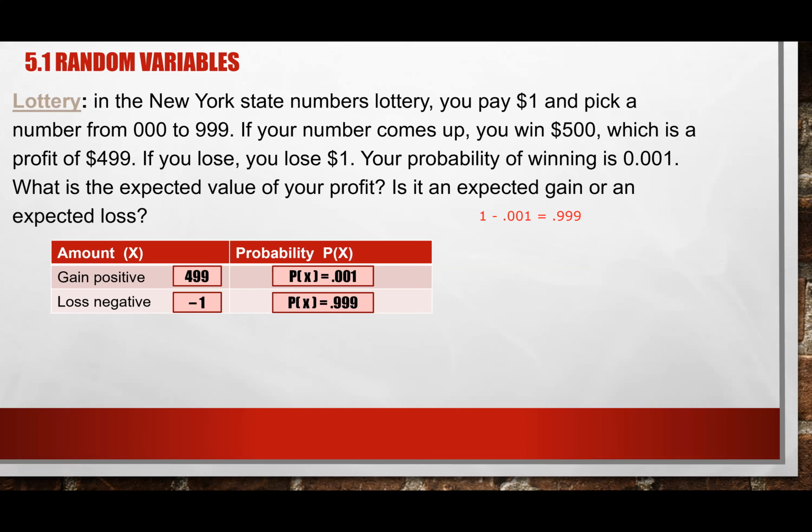What does that mean, negative 0.5? Well, negative meaning that's your loss. Meaning in the long run, you expect to lose 50 cents on a dollar for this game. For every dollar you spend on this game, you expect to lose 50 cents.